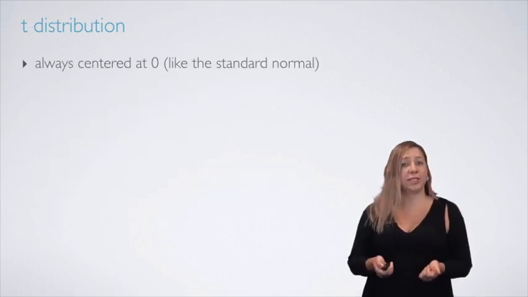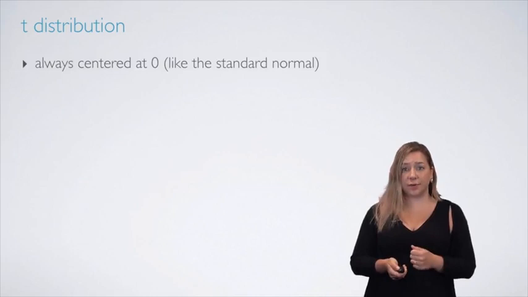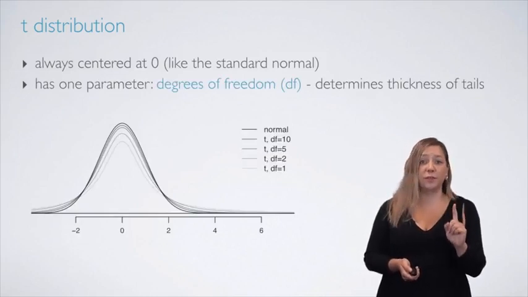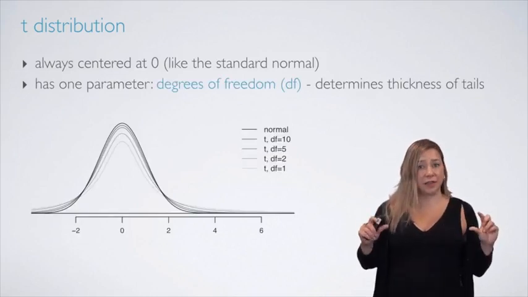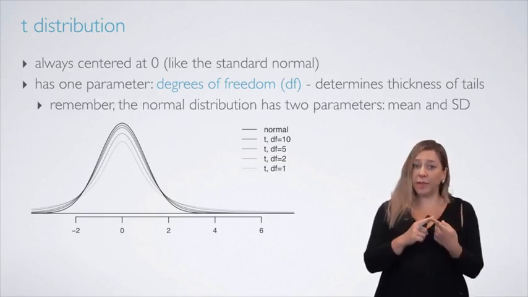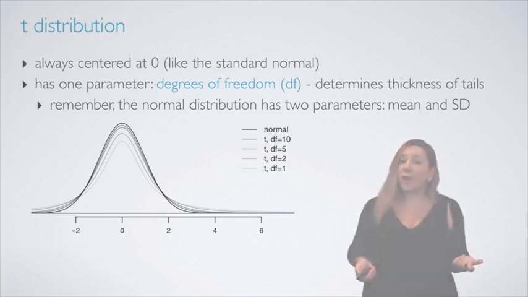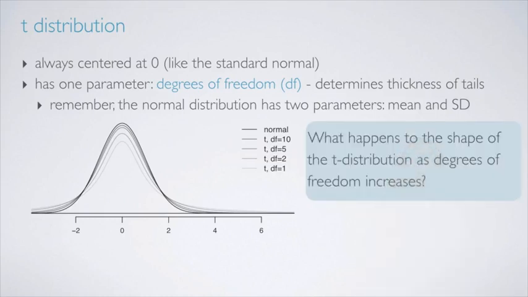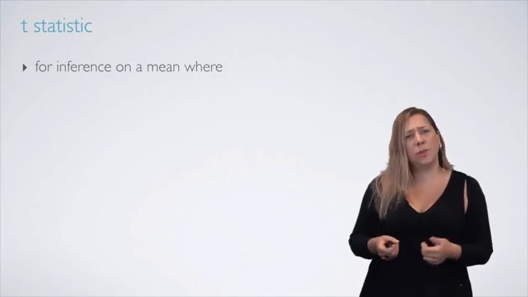The t-distribution, just like the standard normal, is always centered at 0, and it has one parameter, degrees of freedom, which determines the thickness of the tails. Remember that, in contrast, the normal distribution has 2 parameters, the mean and the standard deviation. What happens to the shape of the t-distribution as the degrees of freedom increases? The plot shows a series of bell curves going from light to darker shades of gray as the degrees of freedom increases. And what we can see is that as the degrees of freedom increases, the shape of the t-distribution approaches the normal distribution.